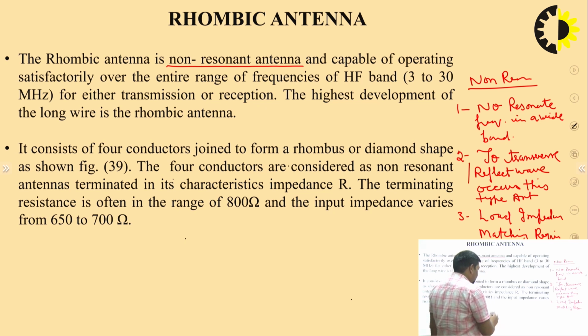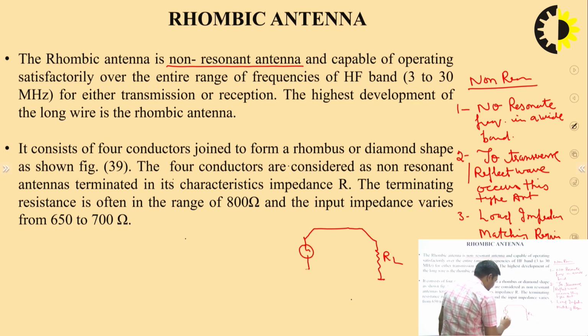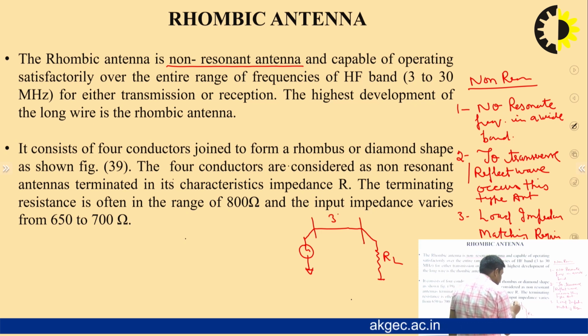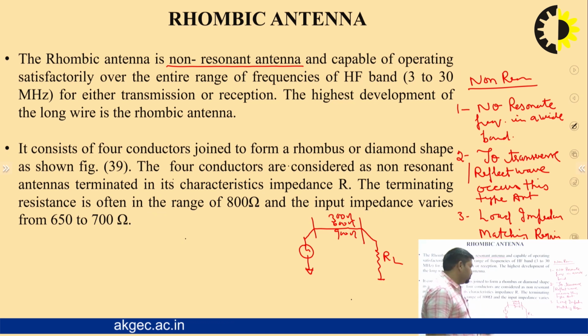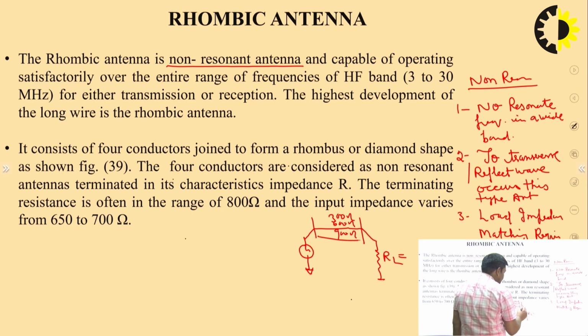So what is the meaning of non-resonant transmission line? This is a transmission line, and this is the load, and we connect the signal here. This type of structure is called the non-resonant transmission line structure, where the impedance of this line, I can say, is 300 ohm or 600 ohm or 900 ohm. So how much power is radiated from this antenna to the load? This also has to be matched with the characteristic impedance of this transmission line.